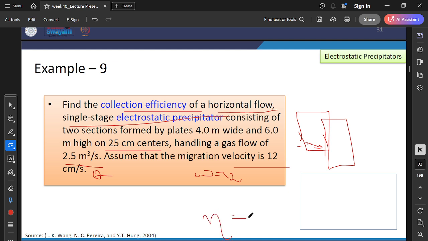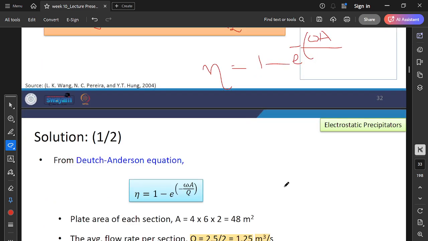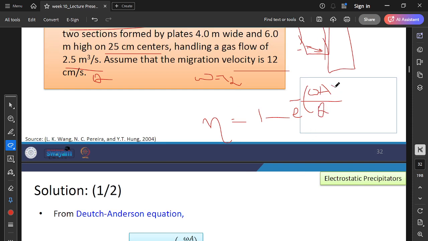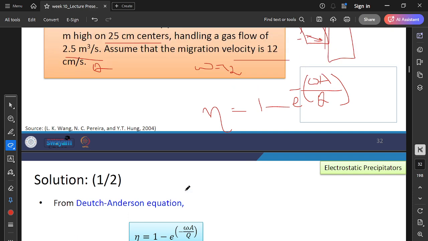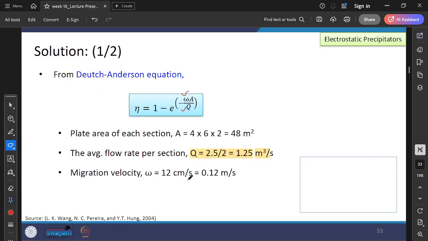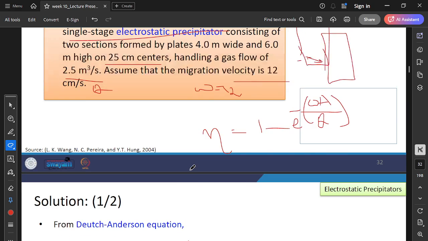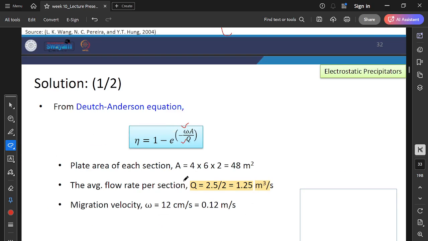So what are they asking now? The efficiency. What is the formula for efficiency? 1 minus e power minus omega A by Q. Yeah, omega A by Q. So this is the formula, right? That's given in the formula sheet also. So what is the requirement? Q is there, omega is there. Sorry, A is given, only the collection efficiency they are asking.